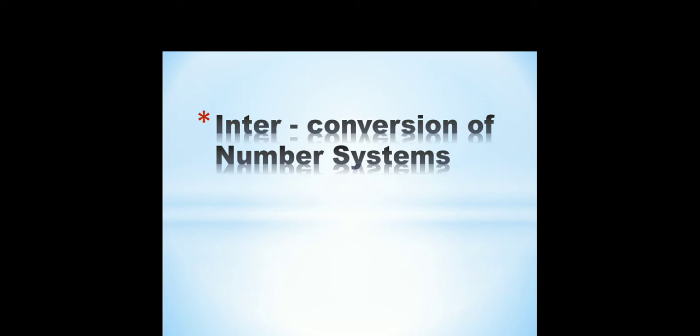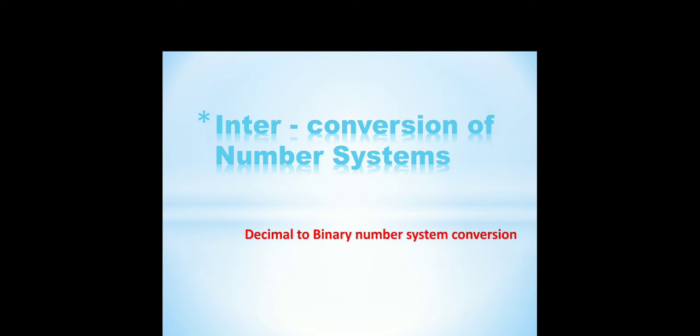Today we are going to discuss the topic of interconversion of number systems. We know that there are four number systems: decimal, binary, octal, and hexadecimal, and they can be interconverted to each other. Interconversion means one number system can be converted to another and vice versa. So let's see how to convert any decimal number into a binary number.